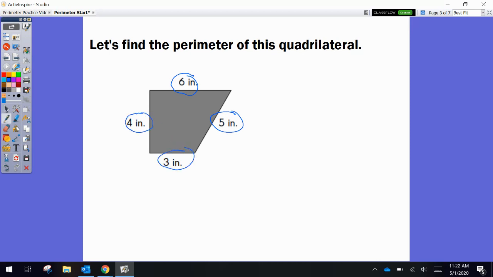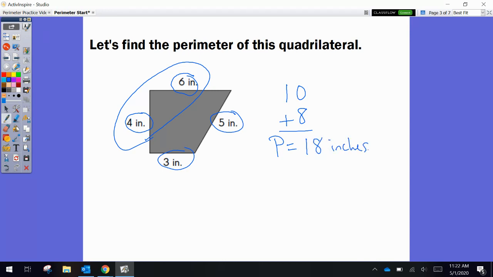Now, unless they're all the same, or several of them are the same, it's always a simple addition problem. However, we can look for combinations that make it easier. So for example, I'm going to link the 4 and the 6 together, which would be 10 inches. And then 3 plus 5 is 8. So I would say the perimeter, which we represent using a P, equals 18 inches. All we do is find the sum of all 4 sides, or however many sides the shape has. So in this shape, the perimeter is 18 inches.